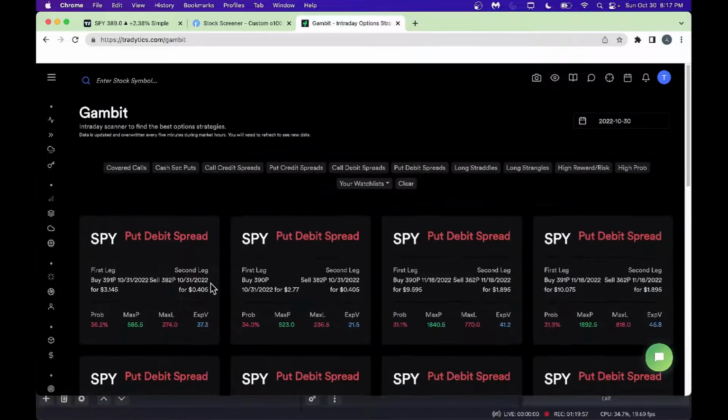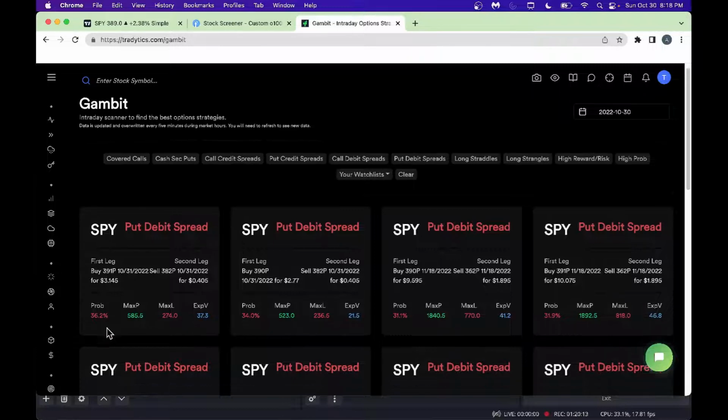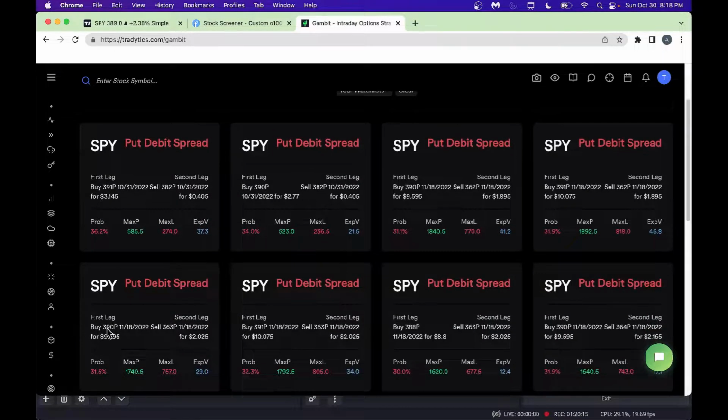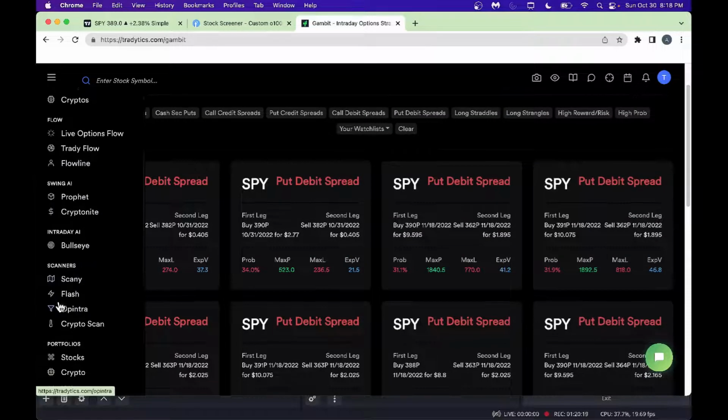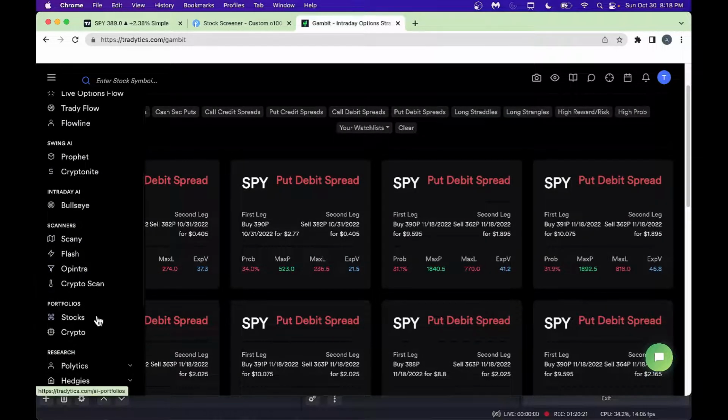It kind of curates some spreading strategies for you. You can click on this if you want to just look at the covered call, or you want to look at cash secured put. You get some good ideas here. The important thing is it tells you the probability here. When the probability is high, you could look at some of those areas and play along here. All right, so we are in right here.